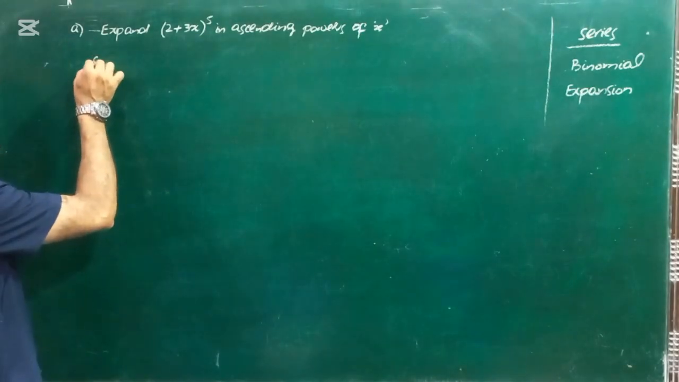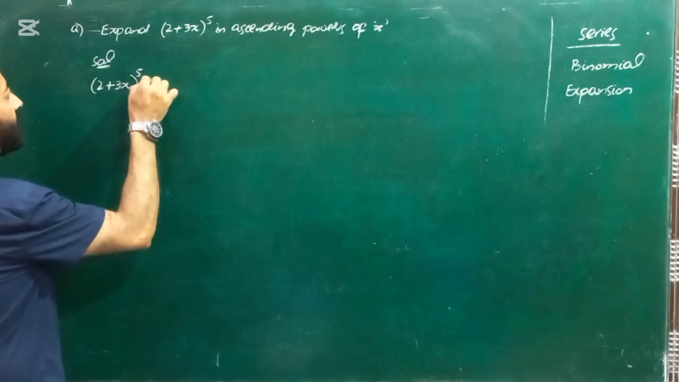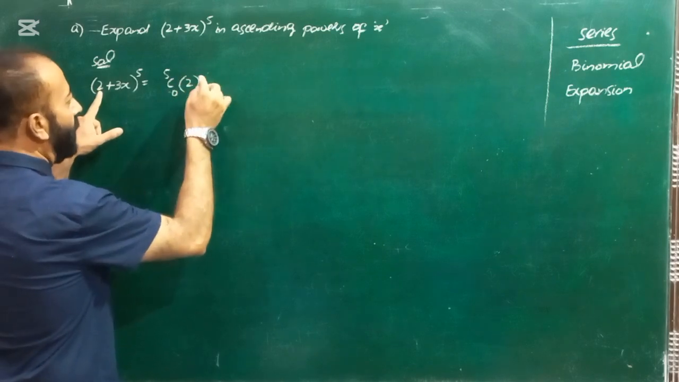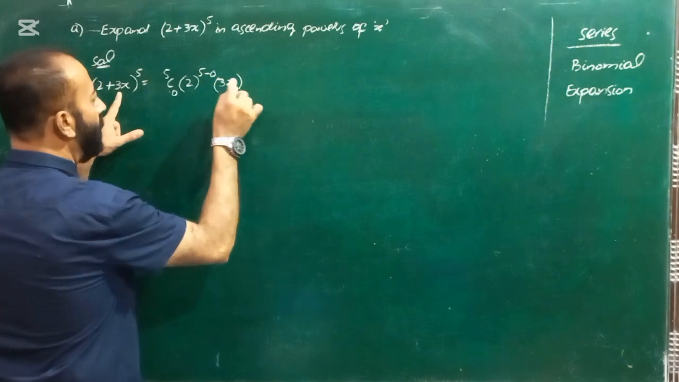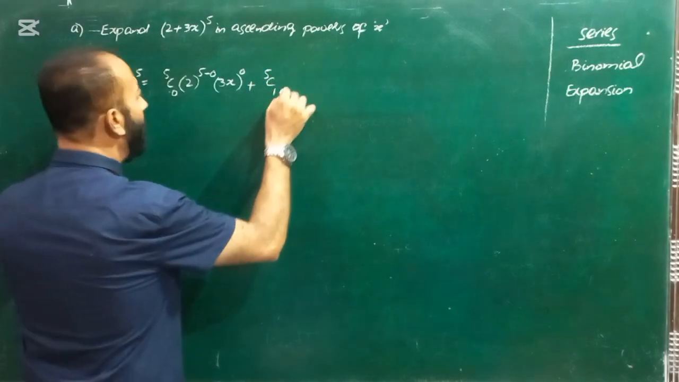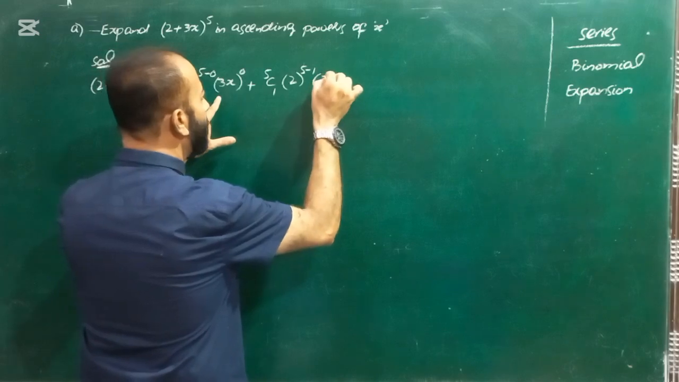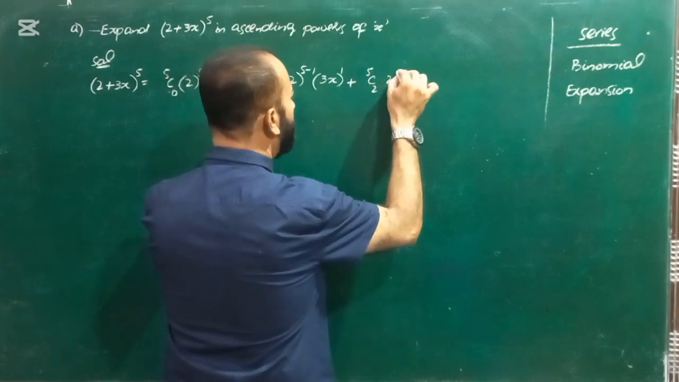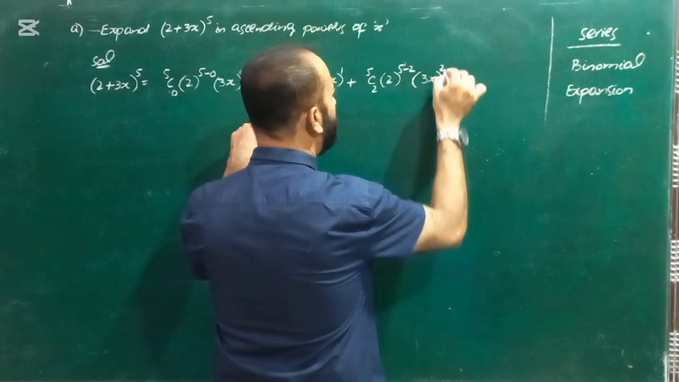So look now, the solution is (2 + 3x) raised to the power 5 is equal to 5C0, a, that is 2, raised to n minus 0, that is 5 minus 0, and b, that is (3x) raised to the power 0, plus nC1, that is 5C1, a, that is 2, raised to the power 5 minus 1, into (3x) raised to the power 1, plus 5C2 into a, that is 2, raised to the power 5 minus 2, into (3x) raised to the power 2.